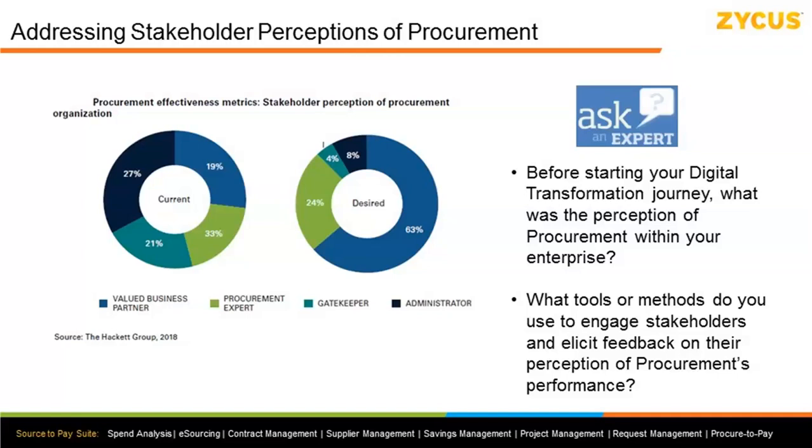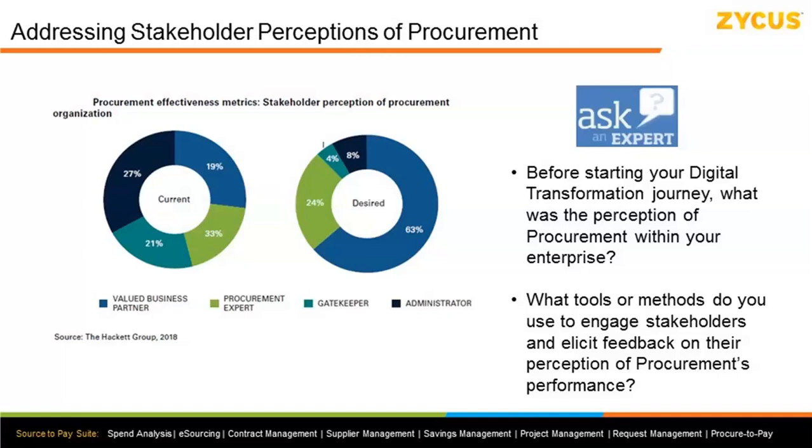And then we look at the desired state. Most, in fact, aspire to be that valued business partner or at least a procurement expert. I don't really wonder about the 12% here that say we desire to be viewed as the gatekeeper administrator. But, I got ahead of myself on spend analytics there. Before we get into your digital transformation journey, what would you say was the perception of procurement within your enterprise before you started the transformation process?